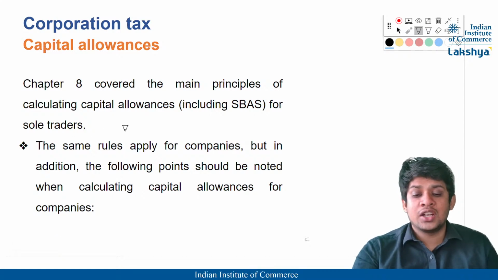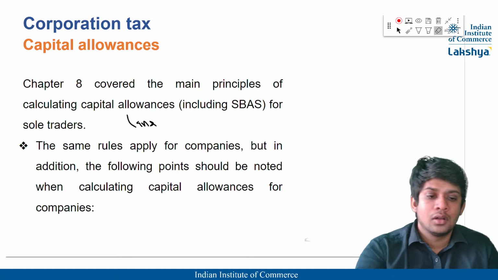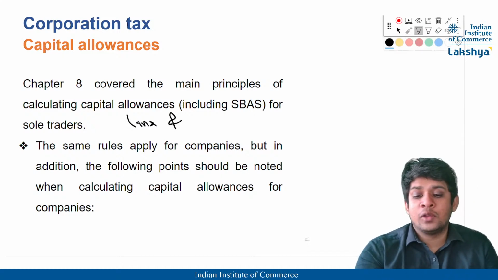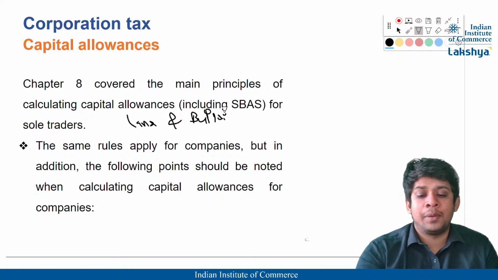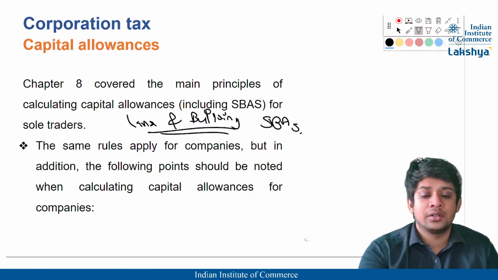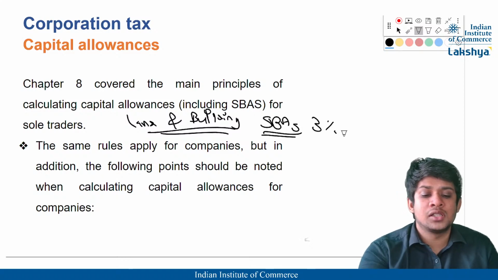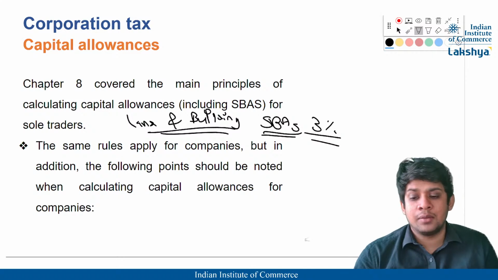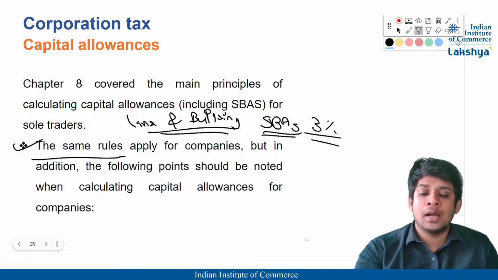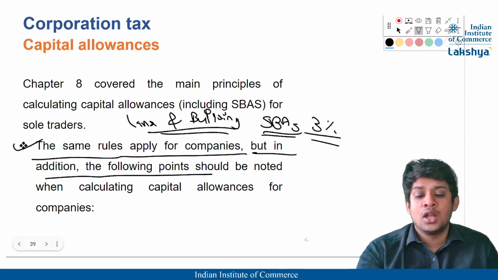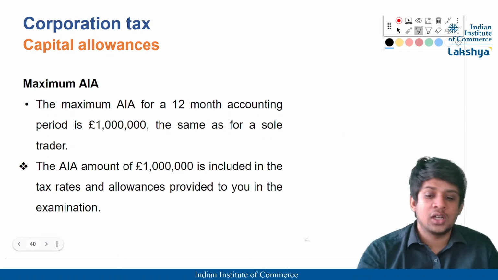Also, in addition to this, for land and building, if you have seen chapter number 8, the chapter of capital allowances for individuals, there is something known as SBAs which are given on it, right? That is nothing but a straightforward 3% deduction on the value of that land and building, right? So the same rules apply for companies, but in addition, the following points should be noted for the companies.